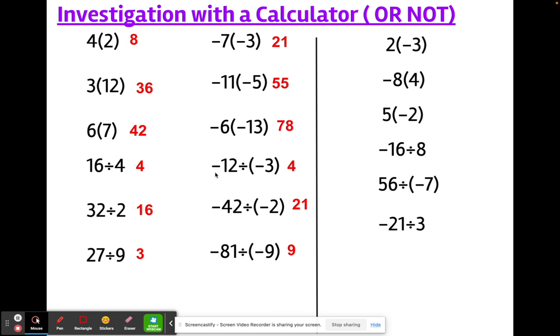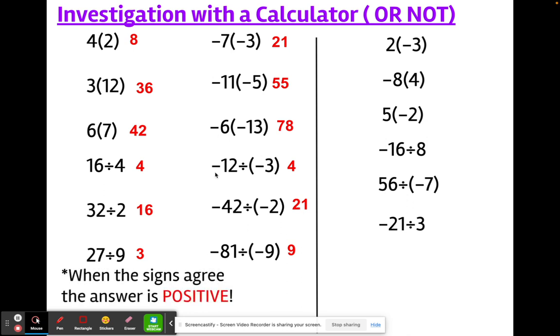So what do we notice? We notice that when the signs agree, or if they're both positive or both negative, for both multiplication and division, the signs are the same, then your answer is going to be positive.